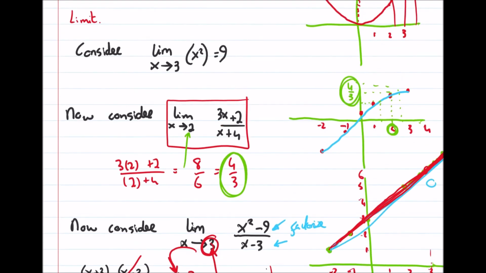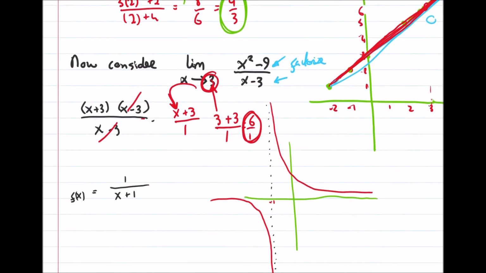So the easy ones, you'll just be able to put your limit straight into the function and find it out. These ones you may not. You may have to factorize it out and get your number then.